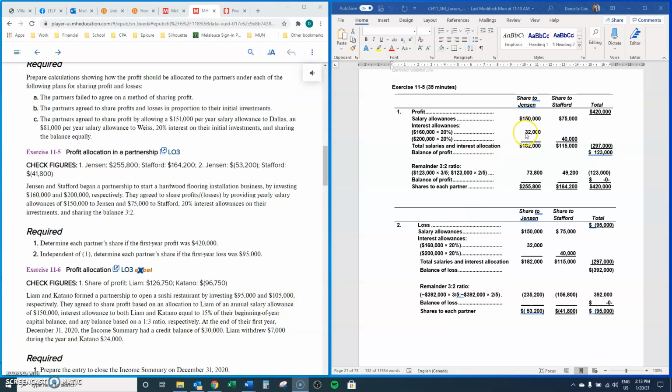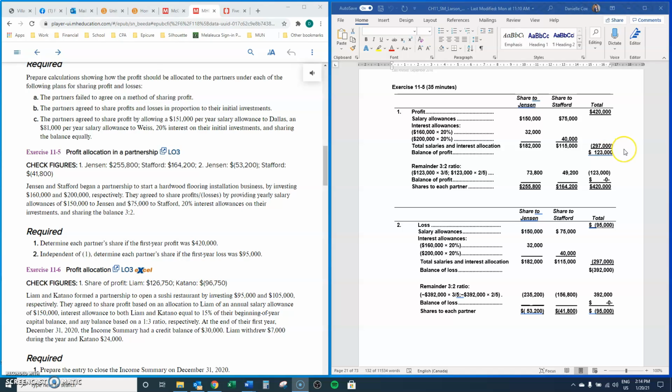So this is the best way. Always just do your calculation in this format. So we have $420,000 to allocate out. So the first allocation is their salary allowances, and that's $150,000 to Jensen and $75,000 to Stafford. Then the next allocation is 20% interest allowance on their investment. So their investment was $160,000 and $200,000, so we take 20% of that and allocate it to each of the partners. So then we end up, the total of these two allocations is $297,000.